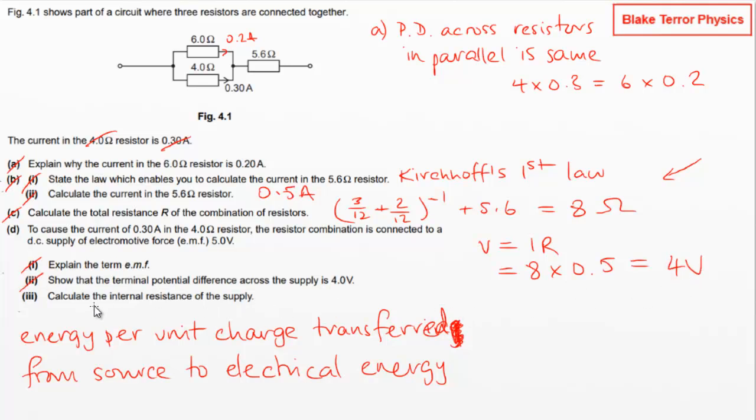So that's all good. Calculate the internal resistance of the supply. We know then that we're getting 1 volt across the internal resistance, because that's the one that's missing. We've got 5 EMF and we've got 4 terminal PD, so we've got 1 volt across the internal resistance. We know that we've got 0.5 amps going through our power supply, and that's got to be multiplied by the internal resistance. So our internal resistance has got to be equal to 2 ohms.